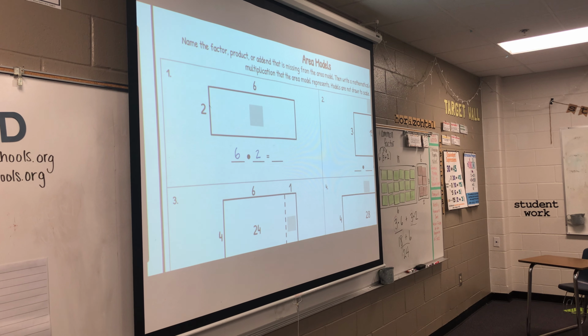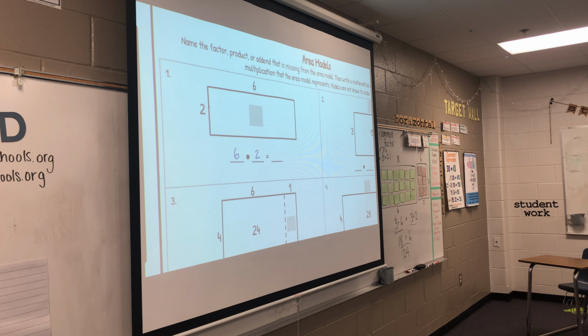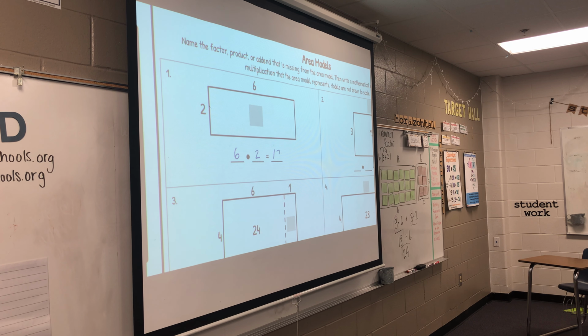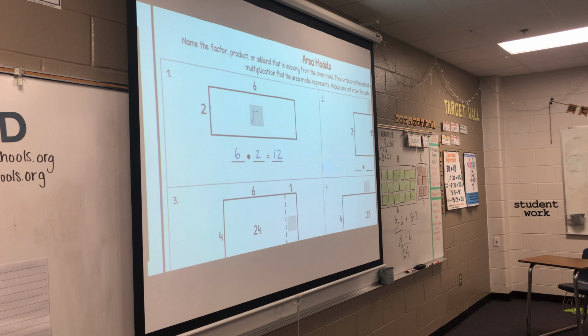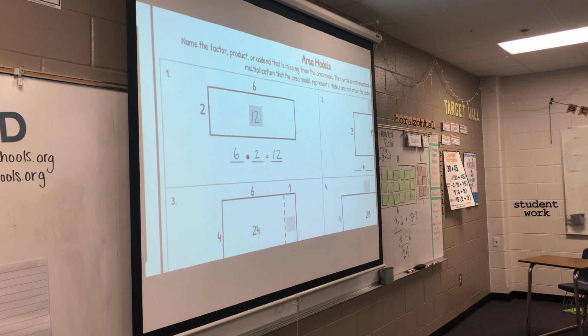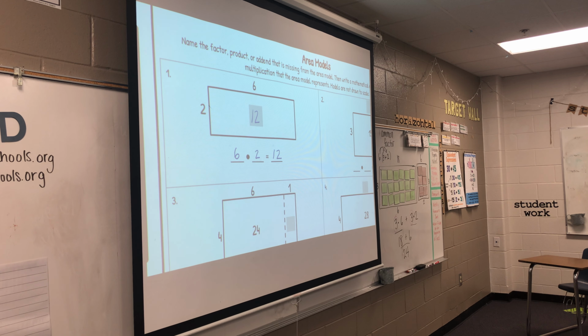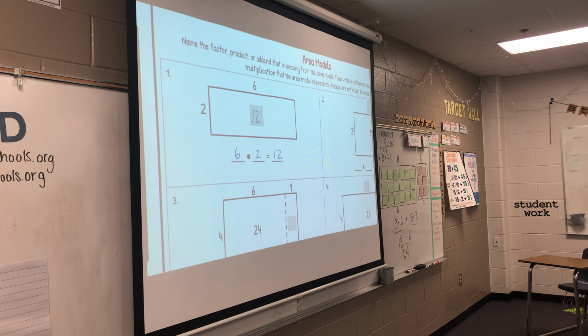So what does that little dot mean? Multiply. So raise your hand. What is 6 times 2? Ryan. 12. Good. So what am I going to do? Go ahead. If we're talking about that being a rectangle and we're multiplying 2 times 6, that would give us what, Tracy? The area. Good. Okay? Cool.